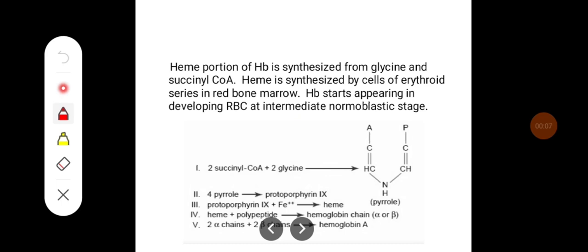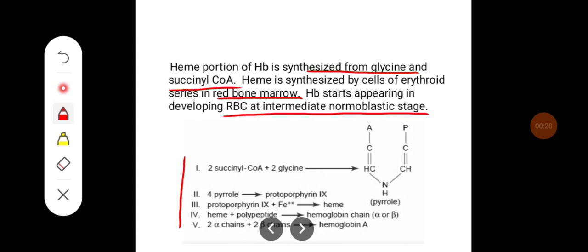Heme portion of hemoglobin is synthesized from glycine and succinyl-CoA. Heme is synthesized by cells of erythroid series in red bone marrow. Hemoglobin starts appearing in the developing RBC at the intermediate normoblastic stage. These are the different steps of synthesis of hemoglobin.